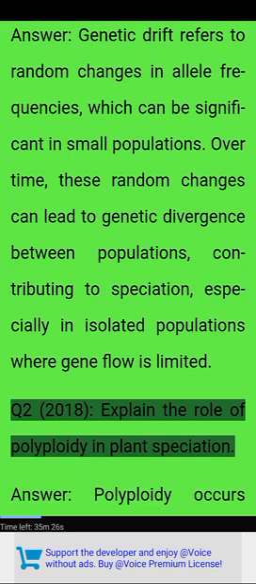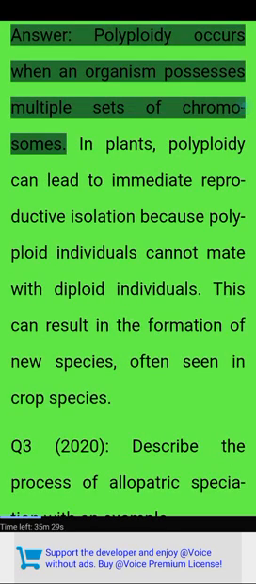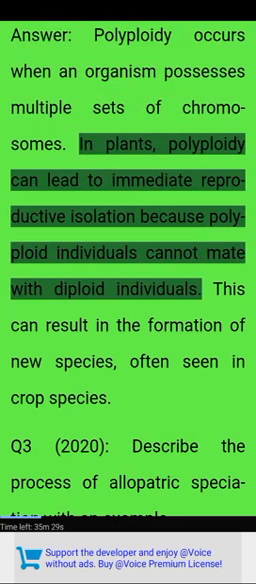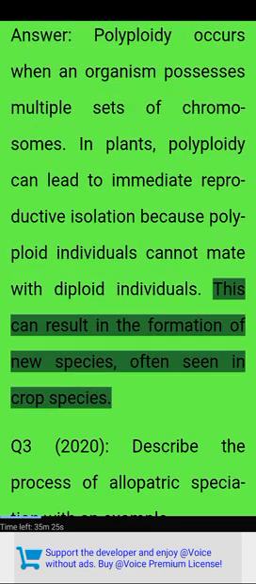Q2, 2018. Explain the role of polyploidy in plant speciation. Answer. Polyploidy occurs when an organism possesses multiple sets of chromosomes. In plants, polyploidy can lead to immediate reproductive isolation because polyploid individuals cannot mate with diploid individuals. This can result in the formation of new species, often seen in crop species.